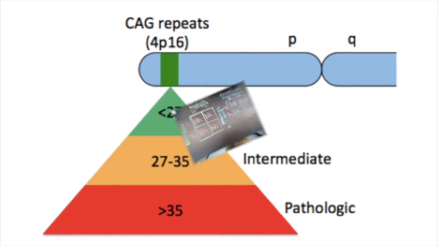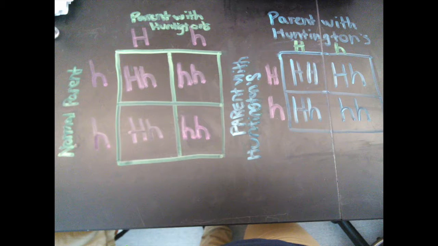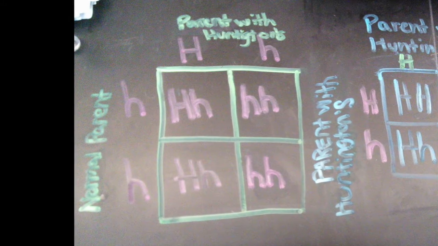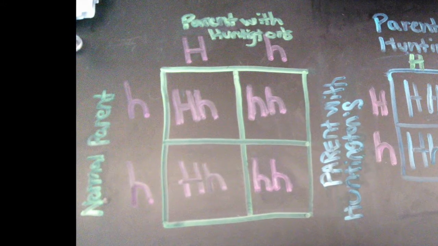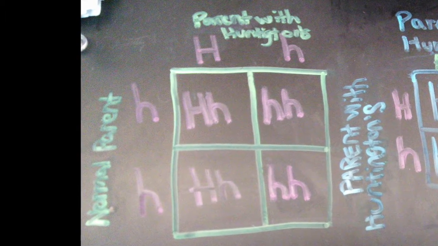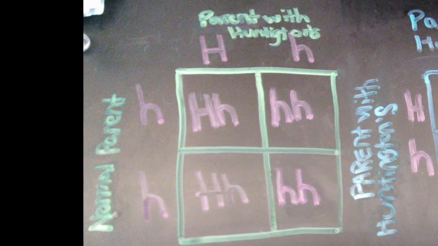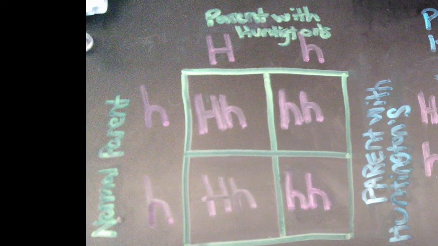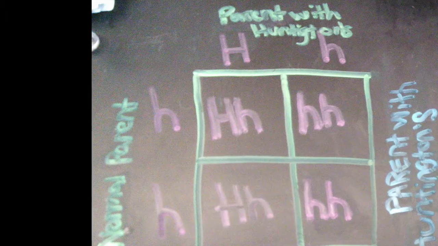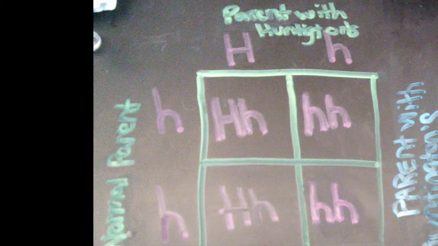Punnett square. If you look at the Punnett square on the left, it shows a parent with Huntington's disease and a normal parent. There's a probability of 50% that uppercase H and lowercase h will be produced, and 50% that lowercase hh will be produced. The possibility of having Huntington's disease is 50%.